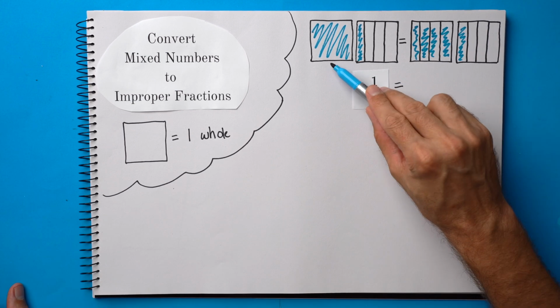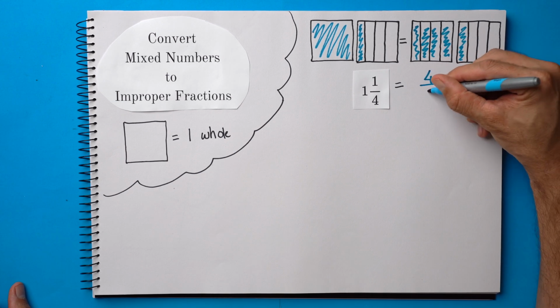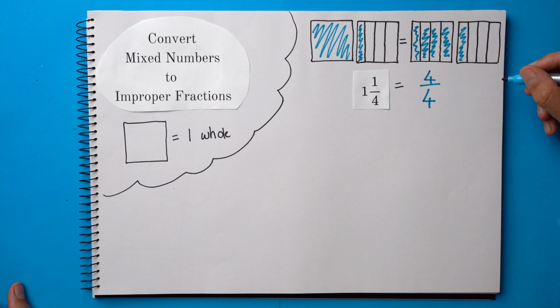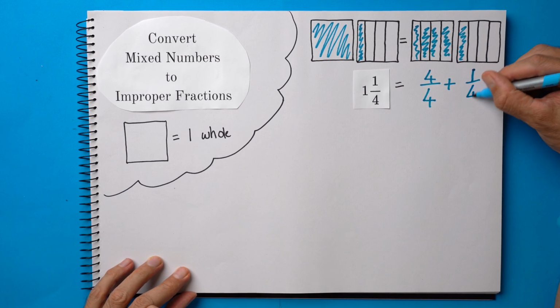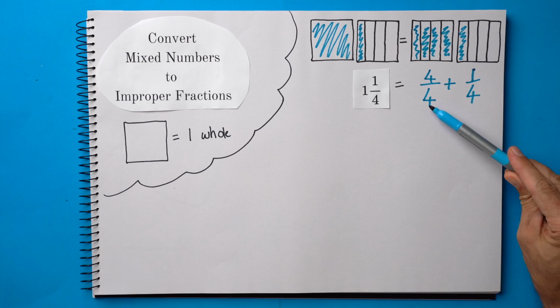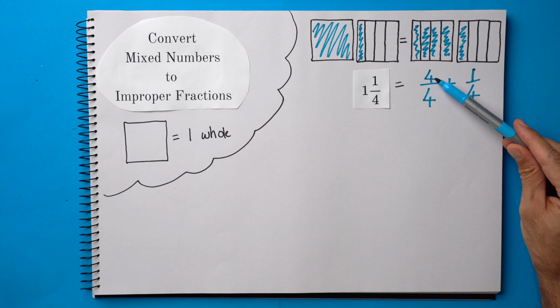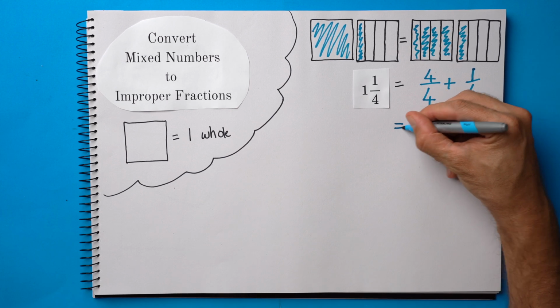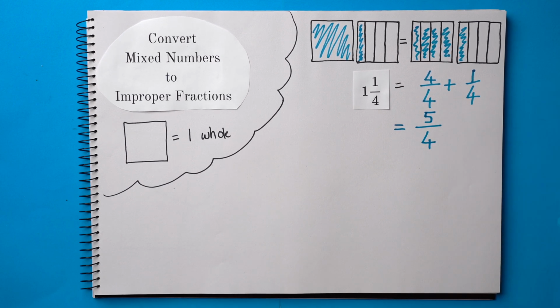This part that's the same as the whole we could represent as 4 quarters, and this part we could write as 1/4. Because we've got quarters and quarters, we can add them together easily. We've got 4 quarters plus 1 more quarter is going to make 5 quarters, which we write as 5/4.